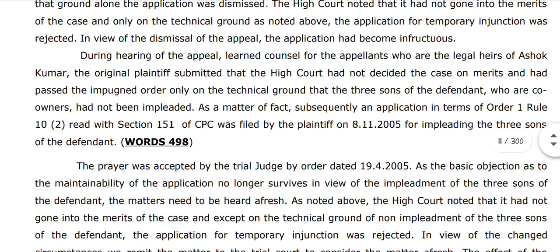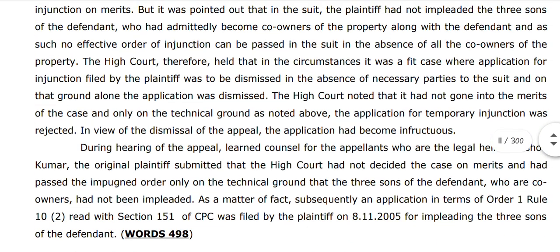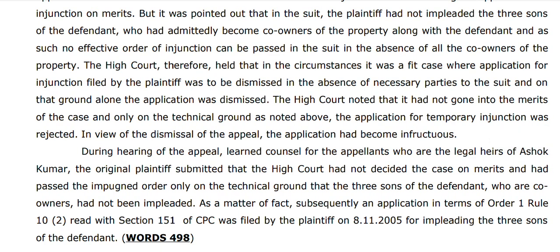During hearing of the appeal, learned counsel for the appellants, who are the legal heirs of Ashok Kumar, the original plaintiff, submitted that the High Court had not decided the case on merits and had passed the impugned order only on the technical ground that the three sons of the defendant, who are co-owners, had not been impleaded.